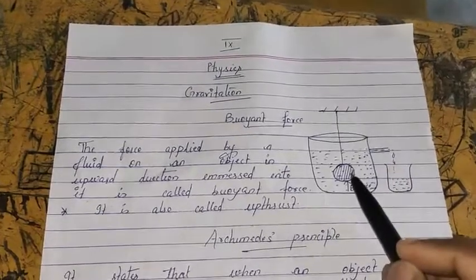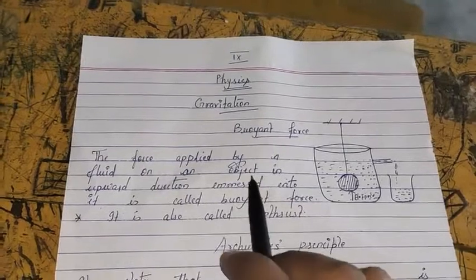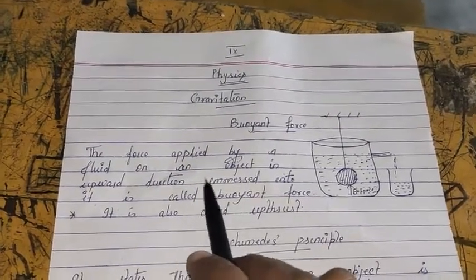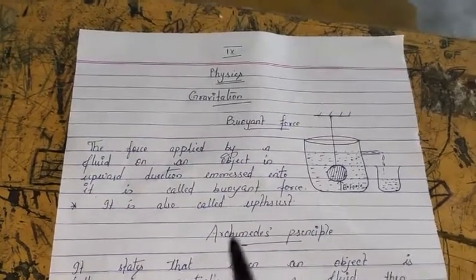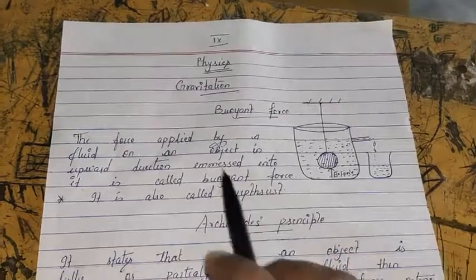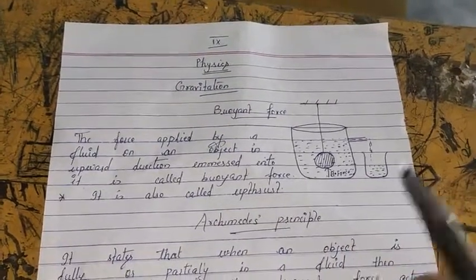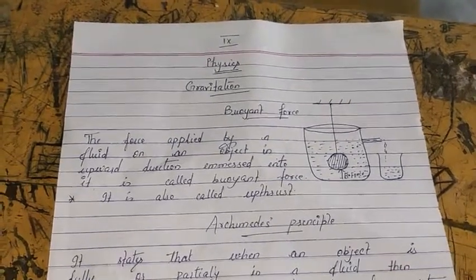Means buoyant force is the force applied by a fluid on an object in upward direction immersed into it, and this buoyant force is also called upthrust. This property of fluid to exert buoyant force in upward direction on the object immersed is called buoyancy.